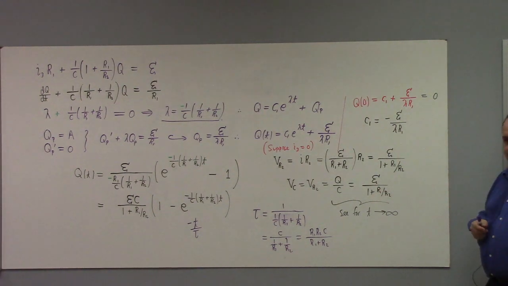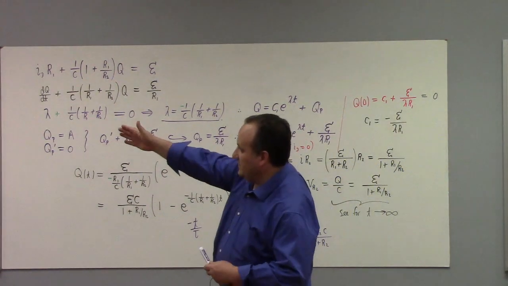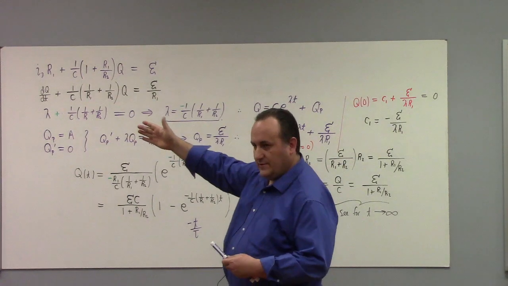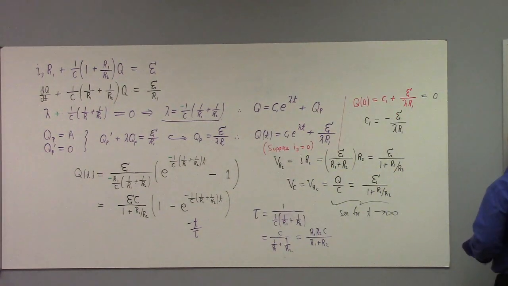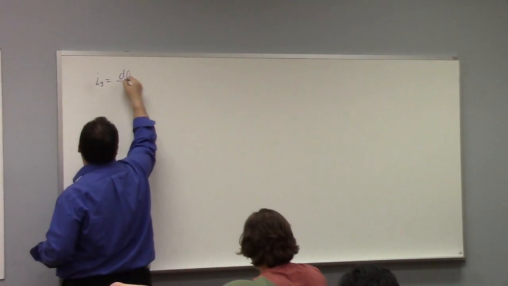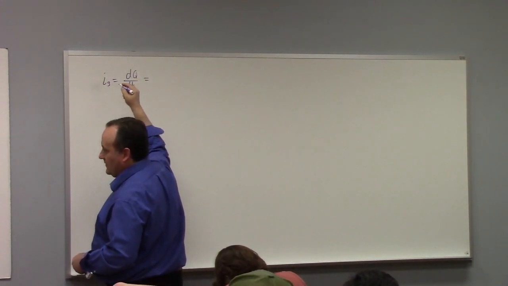Now what next? How do we find current 3? So the path should now be clear. I3 is dq dt, right? We got Q, we differentiate. So I3 is dq dt, which is what?